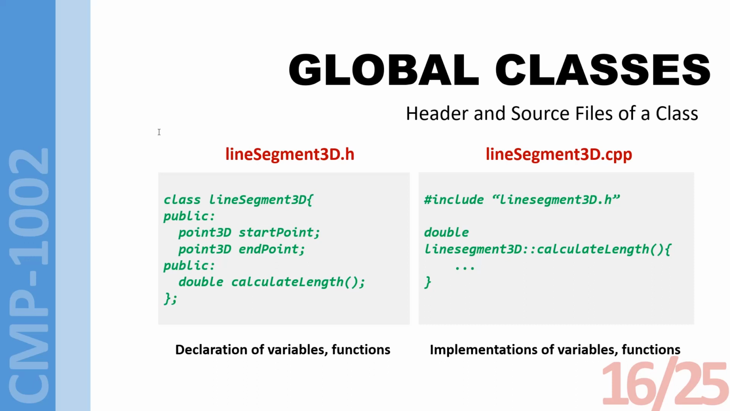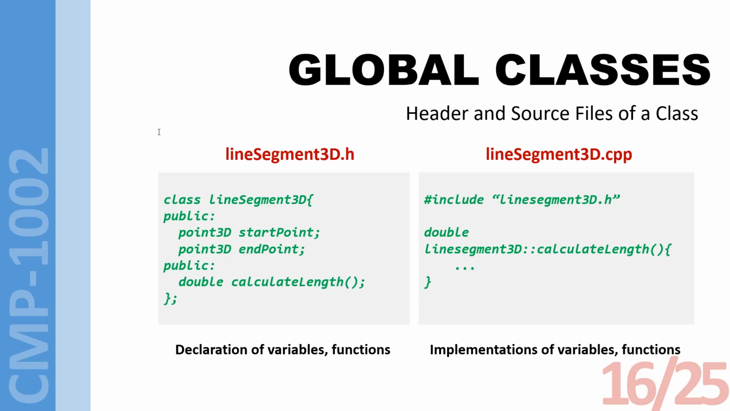Whereas in the .cpp file, the actual source file, I write down all the functions, but when I'm writing down the functions, I start by saying LineSegment3D colon colon name of the function. So I'm simply saying that this function is LineSegment3D class's function. Which function? Calculate length function. From which class? LineSegment3D.